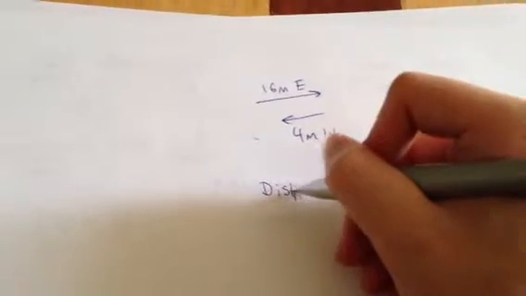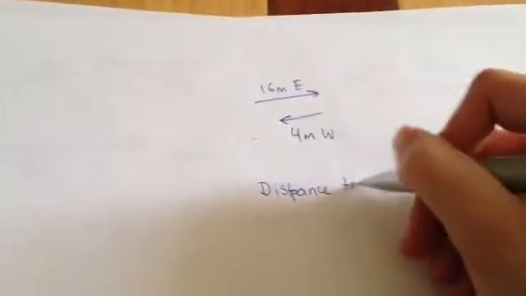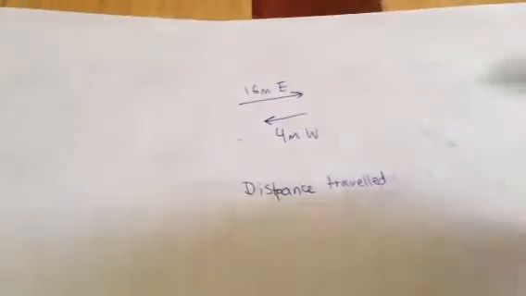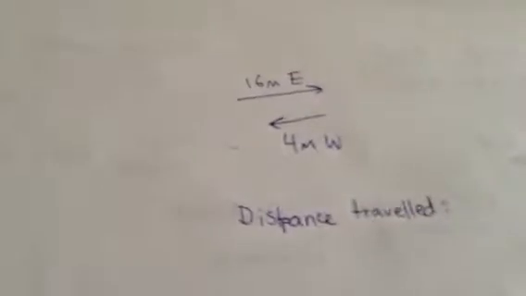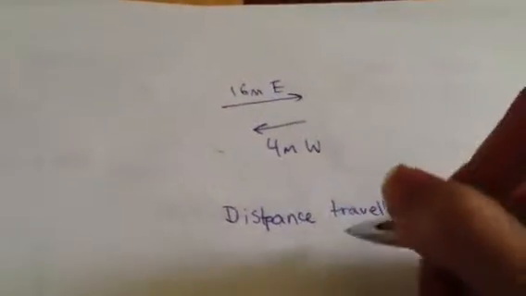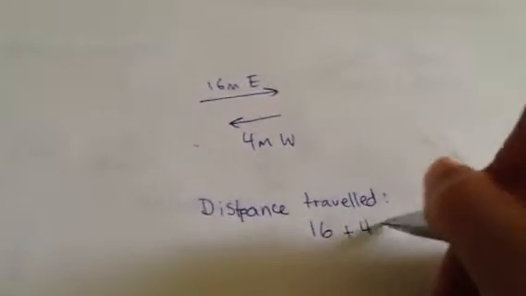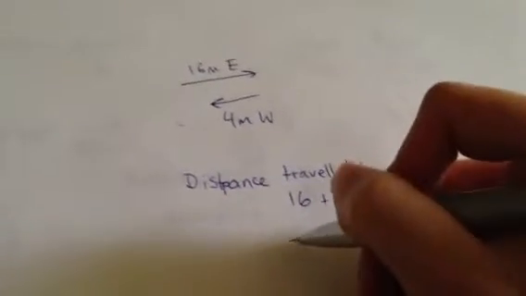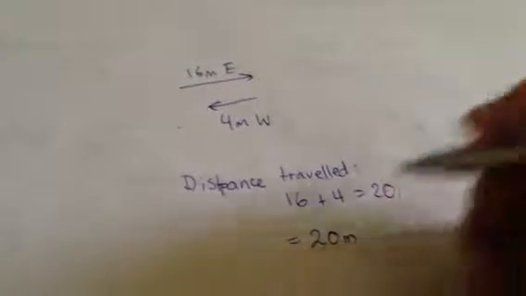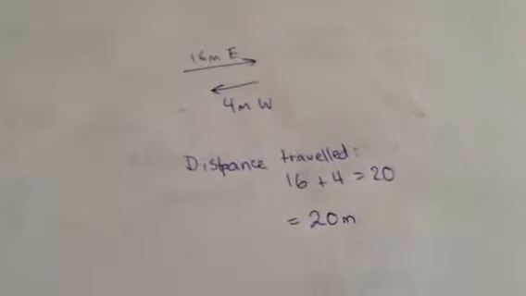So, let's just have a look at a 1D example of this. Let's say we have moved 16 meters to the east and 4 meters to the west. Of course, that's not to scale there. Let's say we wanted to know what distance traveled was first. Distance traveled is really easy because it's just the combination of those two and we don't need to worry about direction. So therefore it'd be 16 plus 4, which equals 20. And because we always have to specify units, it's 20 meters.